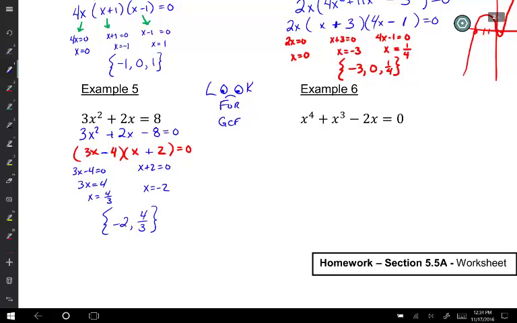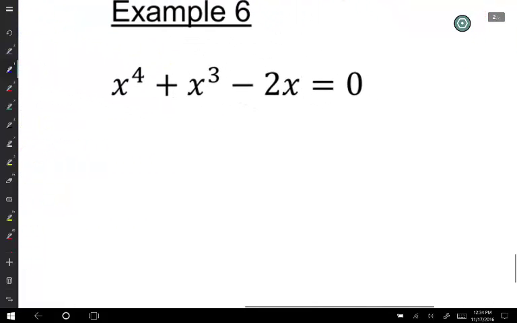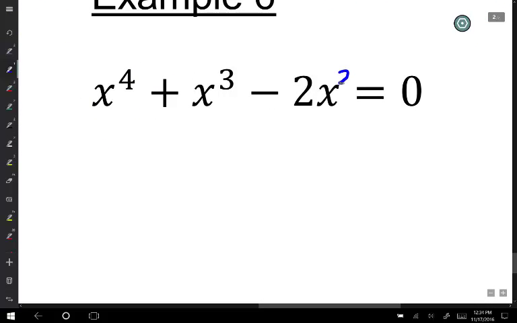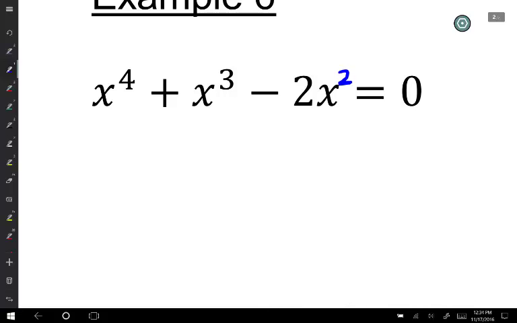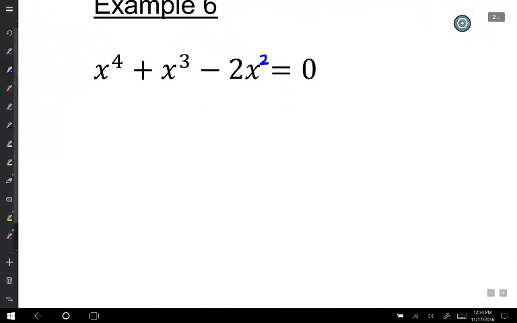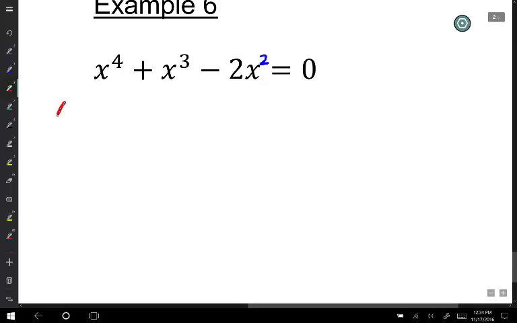Example 6 has a typo, so I need you to help me here. If you'll zoom in to the 2x, and if you would please put a squared function right there, we now have a problem that I originally designed versus a problem that does not work. Okay, it's already equal to 0. So let's see if you guys with your teamwork can pull up the GCF. X squared. I was hoping to get like x and x and combine them together, but x squared is correct. Who can tell me what's left?